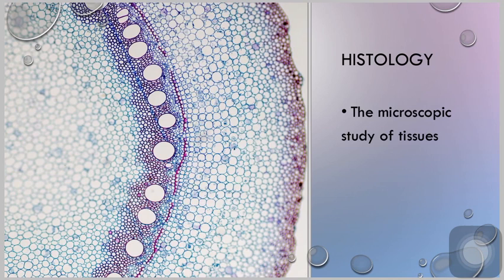The third branch is histology. Histology is the microscopic study of tissues. Here is a diagram in which we are studying plant tissues, which we study under the microscope. It shows what type of tissues perform what type of function.